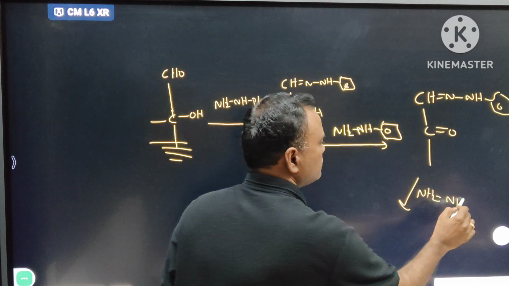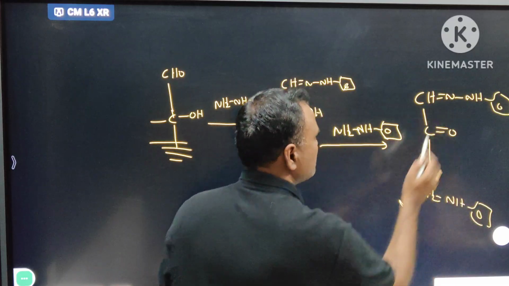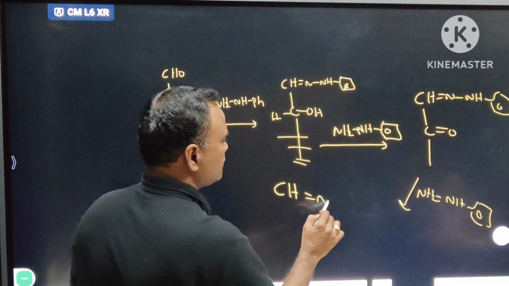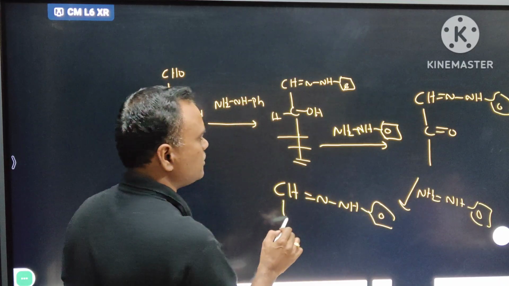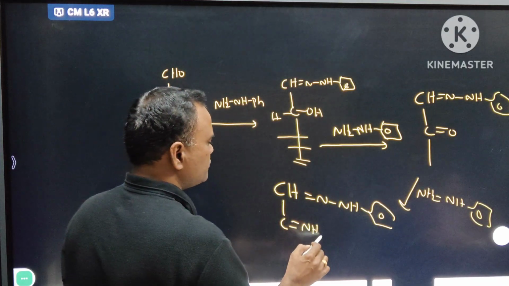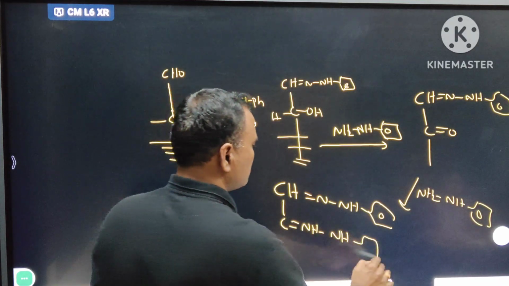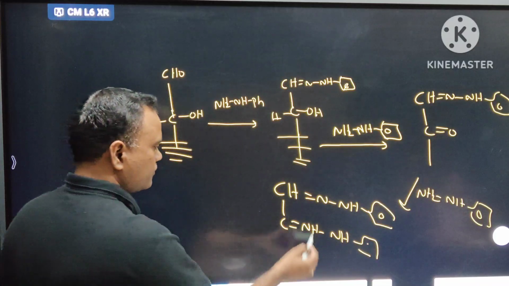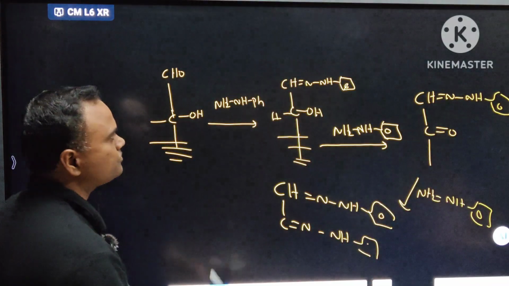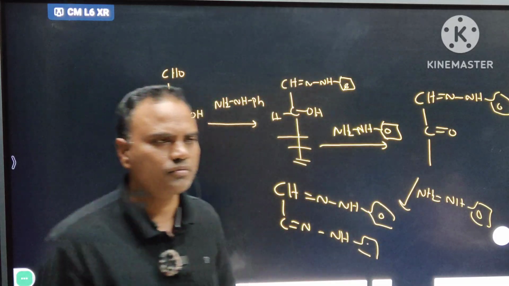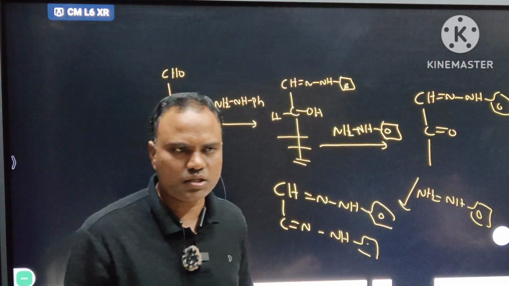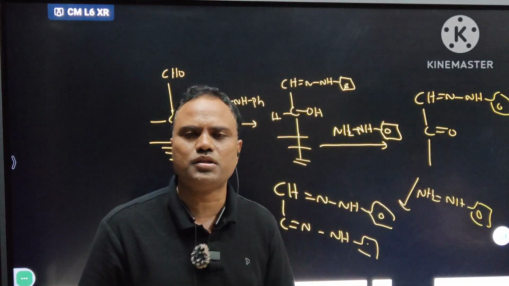So in total how many moles? 3 moles. Very, very, very important. If you are unable to understand all the things, just remember how many moles are used. That is sufficient. 1 mole, second mole, third mole. If it is difficult to understand this concept, remember the answer.